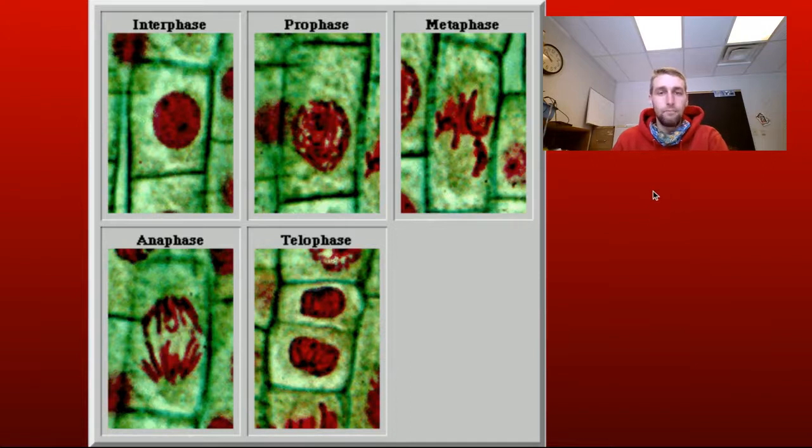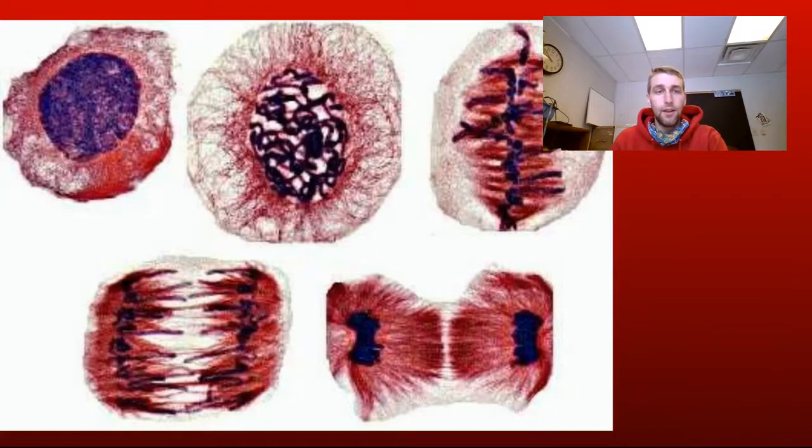I'd recommend you open the presentation on your own and look at the pictures in detail, see if you can identify which is which. And here they are in an animal cell, pretty much the same thing except without the cell plate at the end. And I think that'll do it.